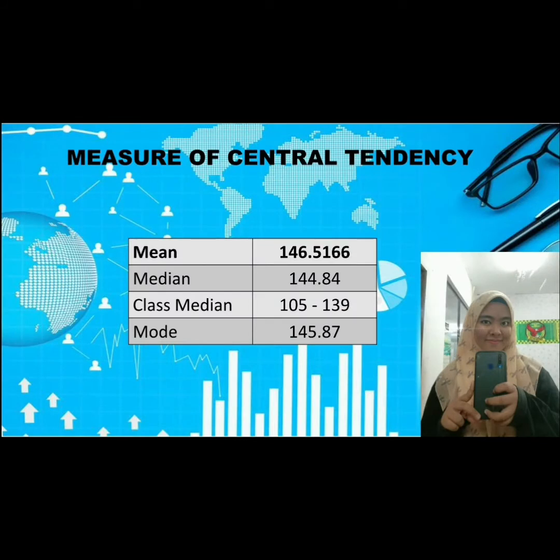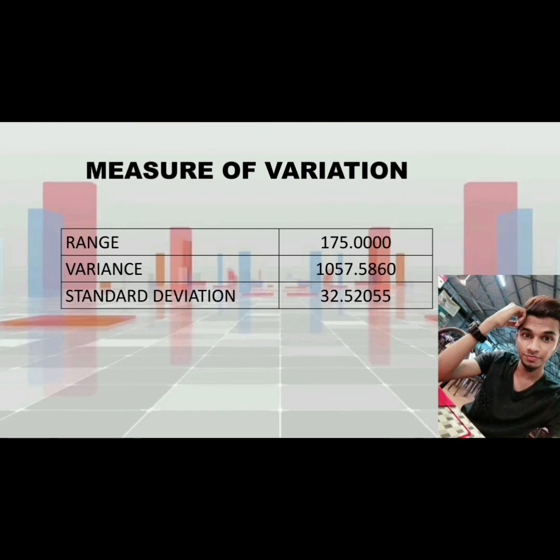Measure of central tendency consists of mean, median, class median, and mode. Mean was 146.5166. Median was 144.84. Class median was 105 to 139. Mode was 145.87.